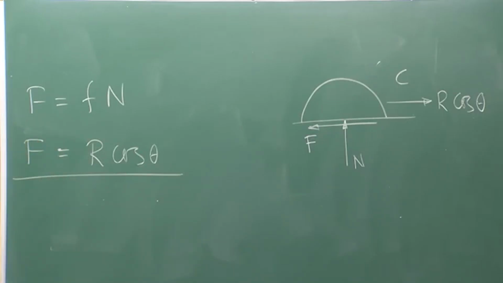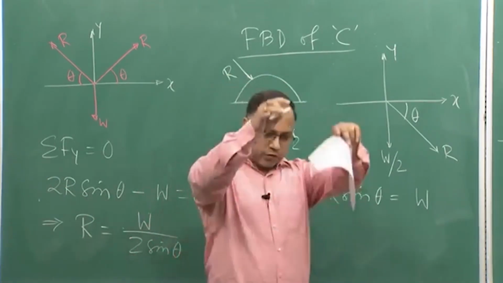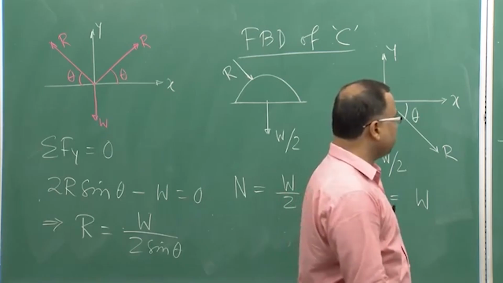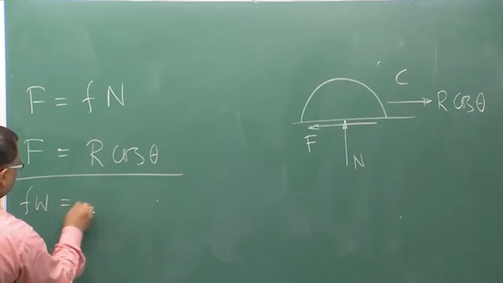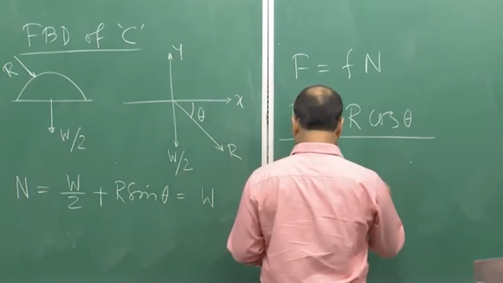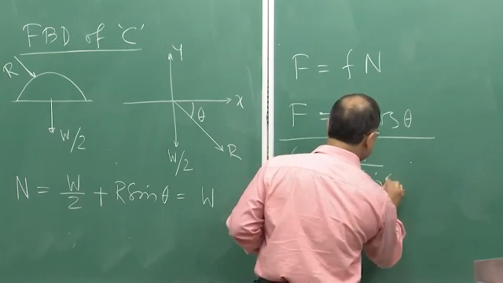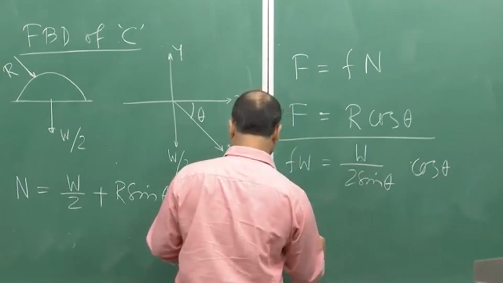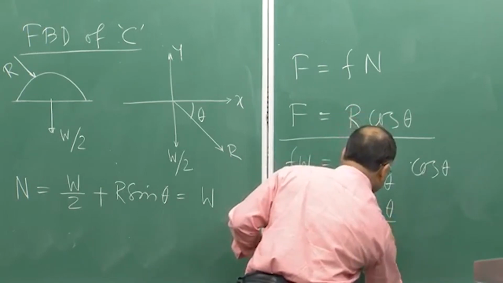right. If R cos theta is greater than F, then the equilibrium will be disturbed and the cylinder A will fall down, because cylinder B and cylinder C will be separated out. Anyway, now we can write f W, because N is nothing but W, is equal to R, which is already obtained, W by twice sin theta, into cos theta. So, from this I can simply write f equal to cot theta by 2.